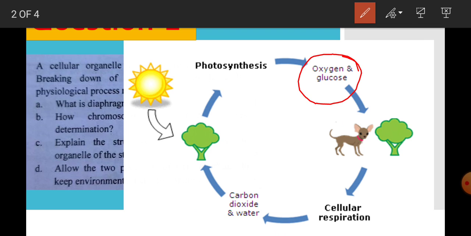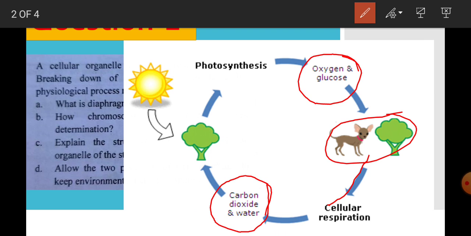the sun captures sunlight and produces carbohydrate, food and oxygen, which are taken by animals and plants themselves, and by the cellular respiration process, plants and animals make carbon dioxide and water, which are again required by the photosynthesis process for food production. So these two processes are interrelated to keep the environmental balance. You have to explain this.